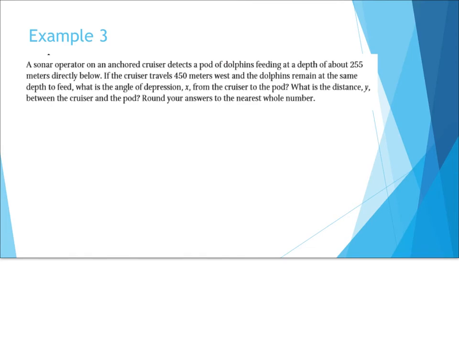All right, let's try to draw example 3. They get tricky on the picture, so the drawing's going to be the part you need to make sure you go back and try to understand why we draw it the way we did. So a sonar operator on an anchored cruiser, so that means here sits our little cruiser. Mine looks more like a sailboat. And he's anchored, so that means he's not moving. Detects a pod of dolphins feeding at a depth of about 255 meters directly below the boat. So here's 255 meters. Here's our dolphins down here swimming.